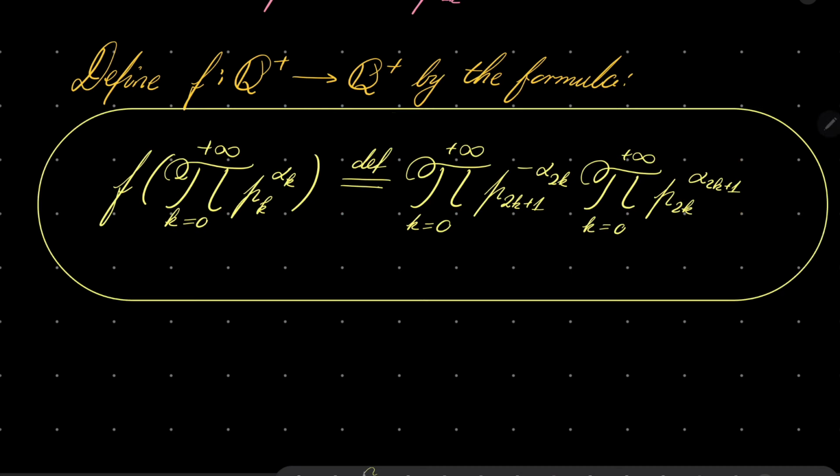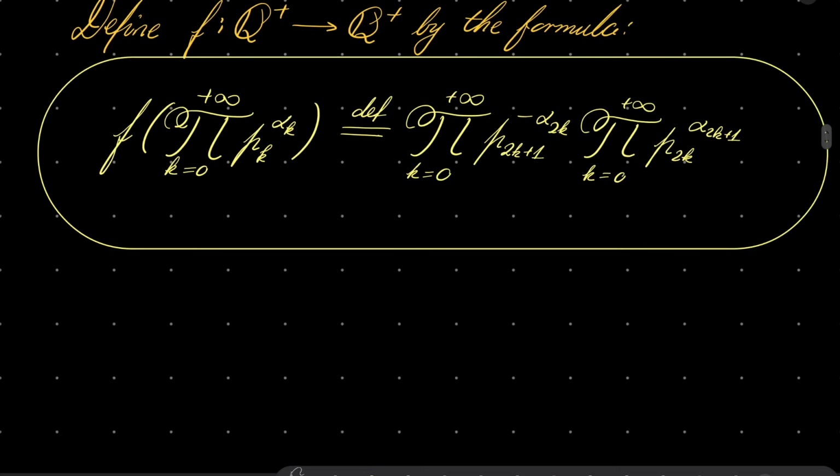Now I will check that this function satisfies both required conditions. Also notice that this definition is correct because every rational number can be written in just one way as this type of product. And these products really converge, because almost all of their terms are ones. So let's check that this function satisfies both conditions, starting with the condition which I marked square.